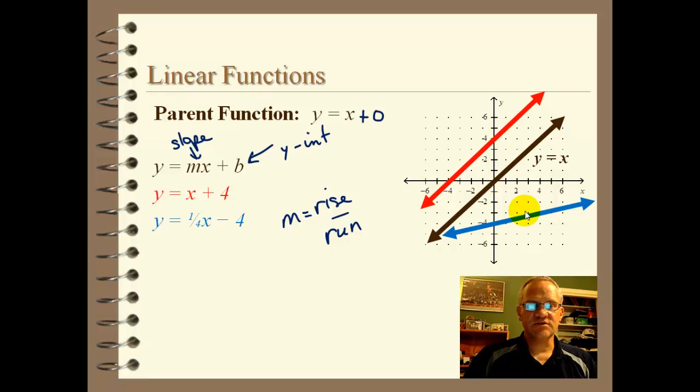Okay, so this is a dilation, and this would be what we could call compressing that vertically, compressing it vertically. It's making it with a shallower slope.